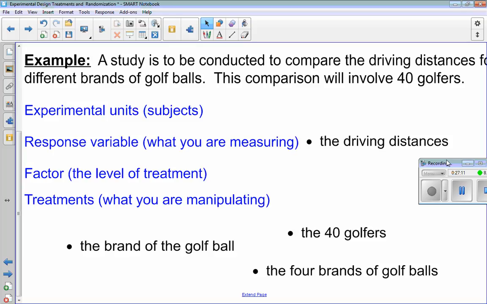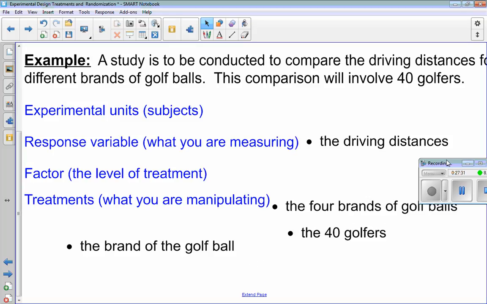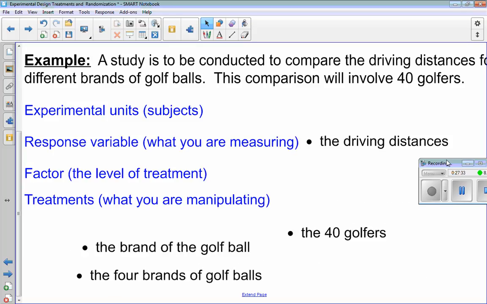Okay, what else do we have? Is there anything else I know for sure? What do you know? Erica, put your phone away. What you're manipulating, what you're changing, the treatments are going to be the different brands of the golf balls. Okay? And there are 4, well, hang on, which one is it? The brand or the 4 brands? The brand. Okay.